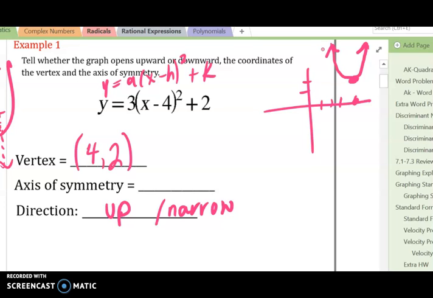And then the only thing I need is an axis of symmetry, and normally we like to use a dotted line. Where is that dotted line that's showing it's the same on both sides? And that's at x equals whatever your h is. So we determine h is 4. Sorry, so your axis of symmetry is x equals 4.